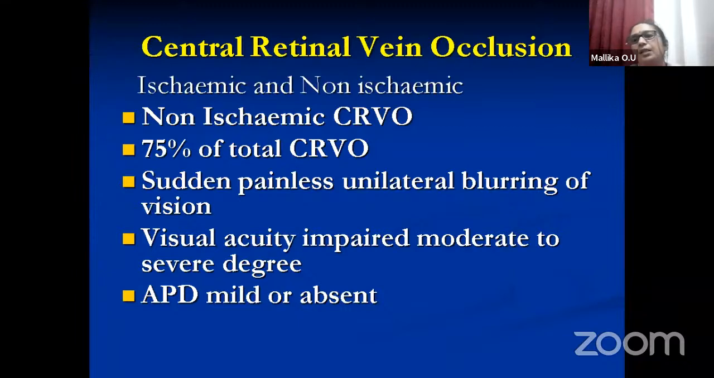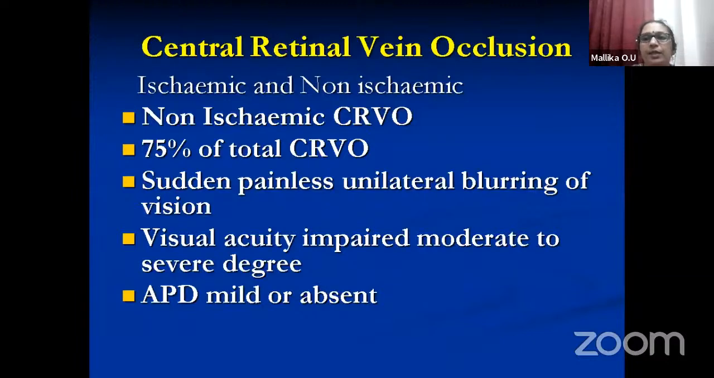We classify the central retinal vein occlusion into two types, non-ischemic and ischemic type. Even though the ischemic type is rare compared to a non-ischemic type, the complications are more with ischemic type. So we have to differentiate a non-ischemic type from an ischemic type. Ischemic type responsible for only 25% of the total central retinal vein occlusion, and a non-ischemic type about 75%.